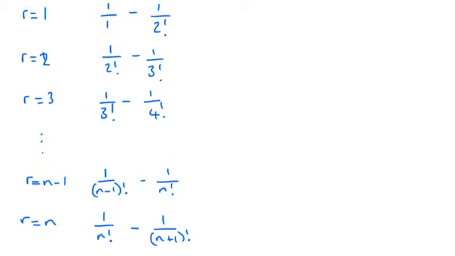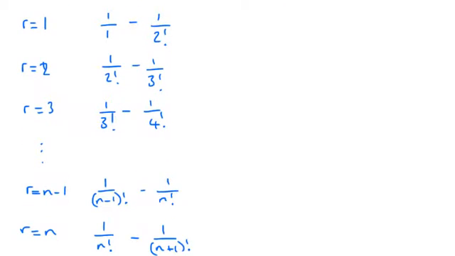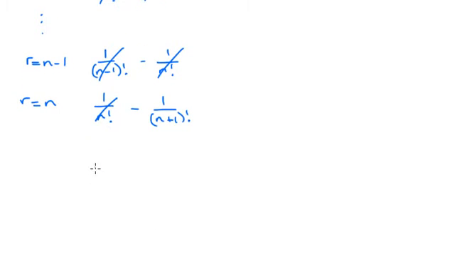But as we said, all of these terms are going to cancel. Even this term here is going to cancel with this term here. So the only terms we're going to have left after everything's been cancelled is the very beginning of the first term and the very end bit of the last term. So that's going to be 1 over 1, which is 1, minus 1 over (n+1) factorial.